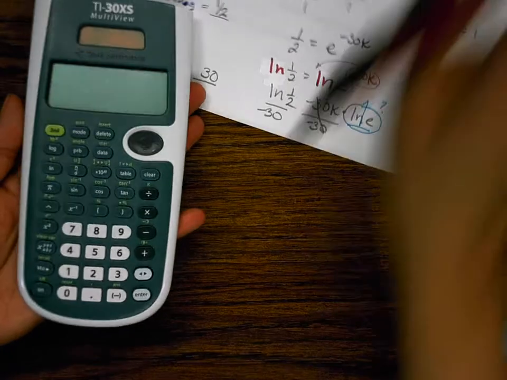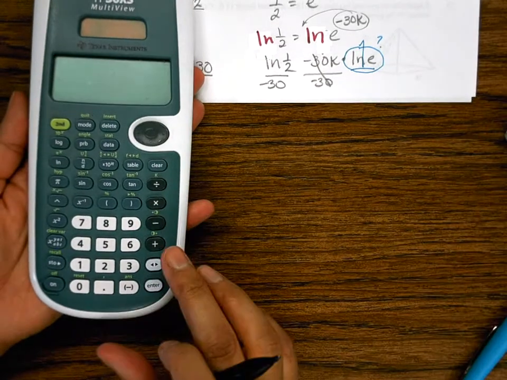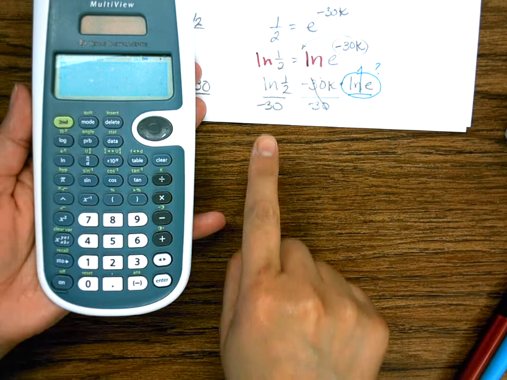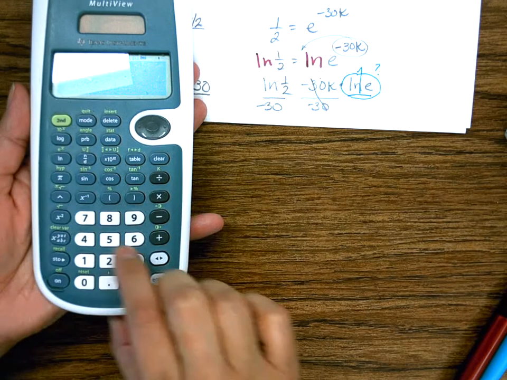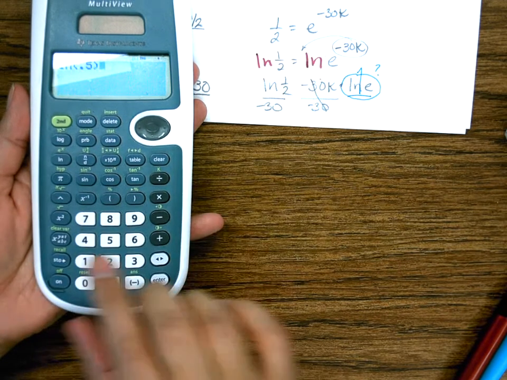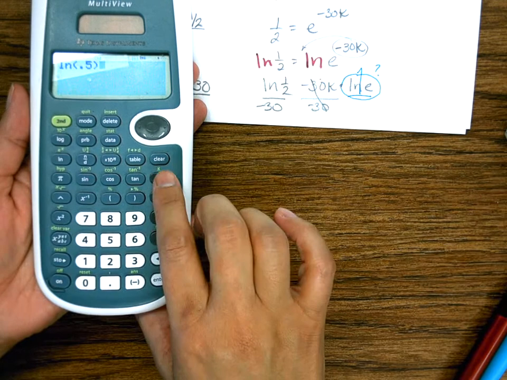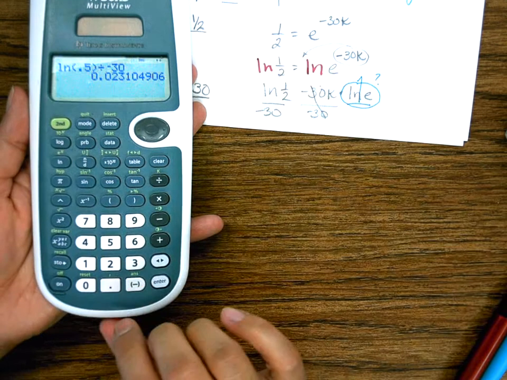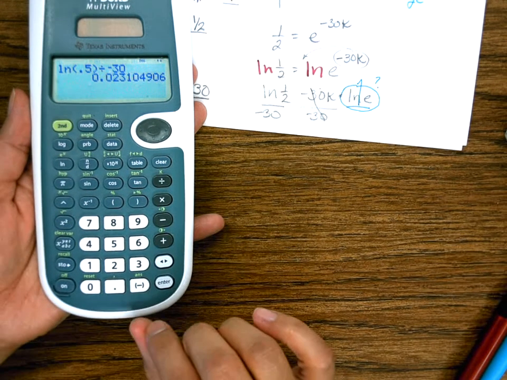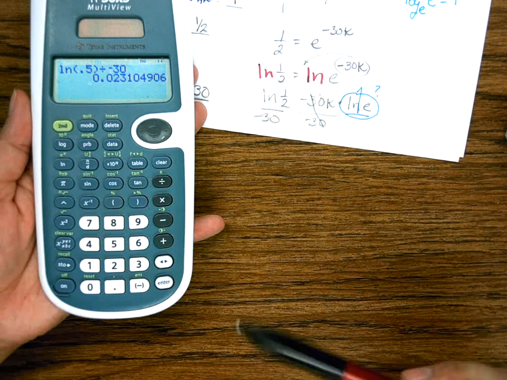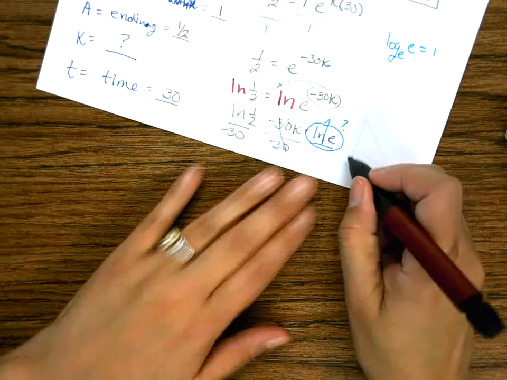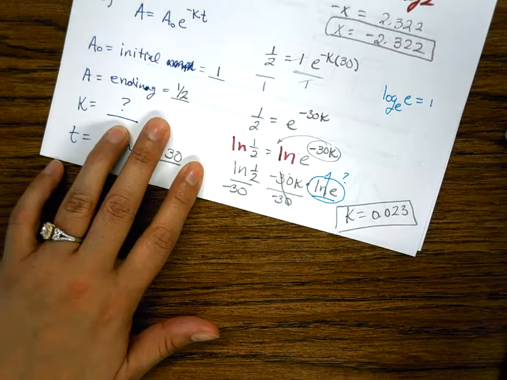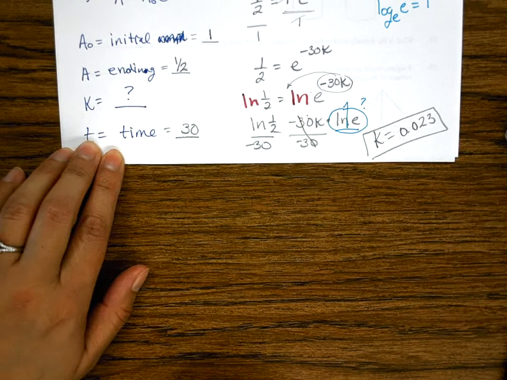Okay, so let's see if I can get this in. ln of 0.5, close parentheses, divided by negative 30, equals 0.023. So that's my value of K, my constant. K equals 0.023. And that is it for this section of homework questions.